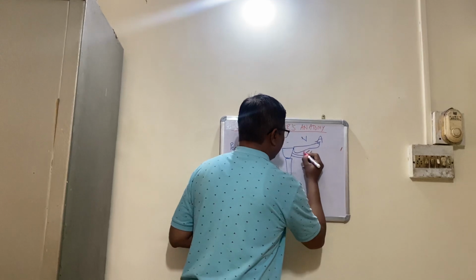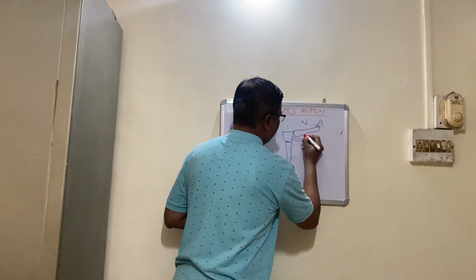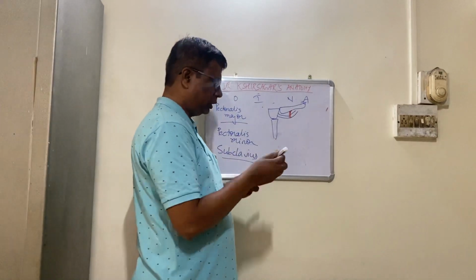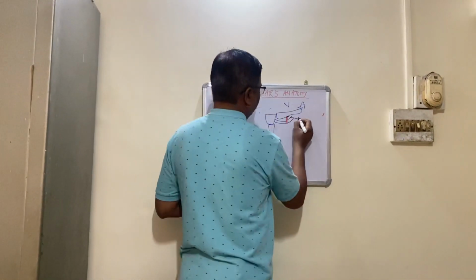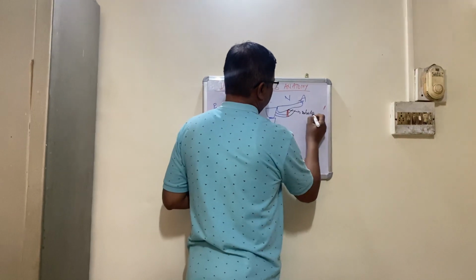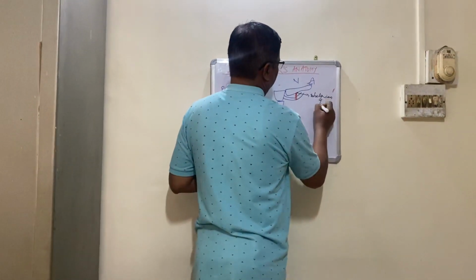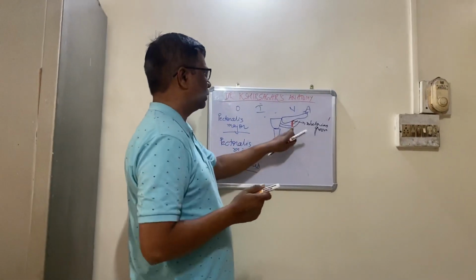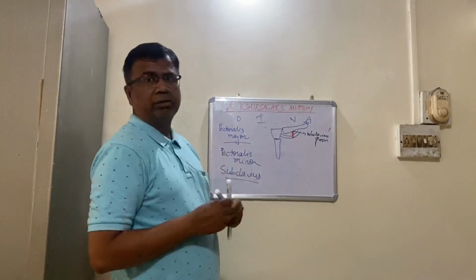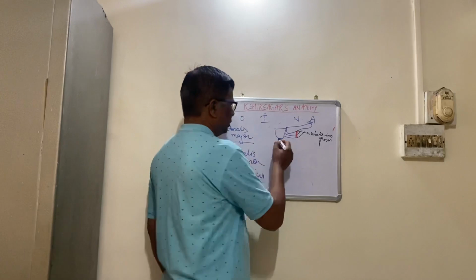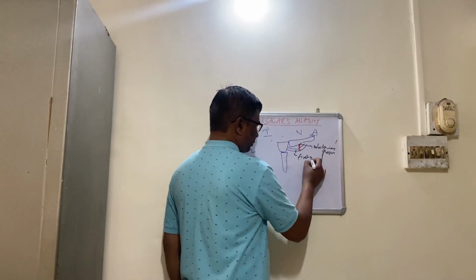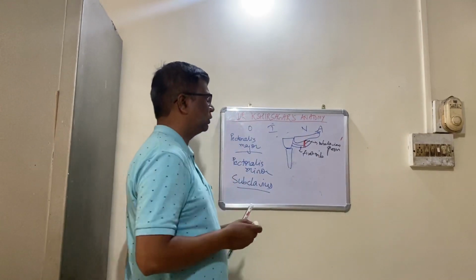So it will be originating from here, and it will go and insert just below here on the inferior surface of the clavicle. You have the subclavian groove. There is a subclavian groove on the inferior surface of the clavicle. So this muscle is going to just originate from the first rib costochondral junction and will be inserted onto the subclavian groove, which is present on the inferior surface of the clavicle. So this is the origin and insertion of subclavius.